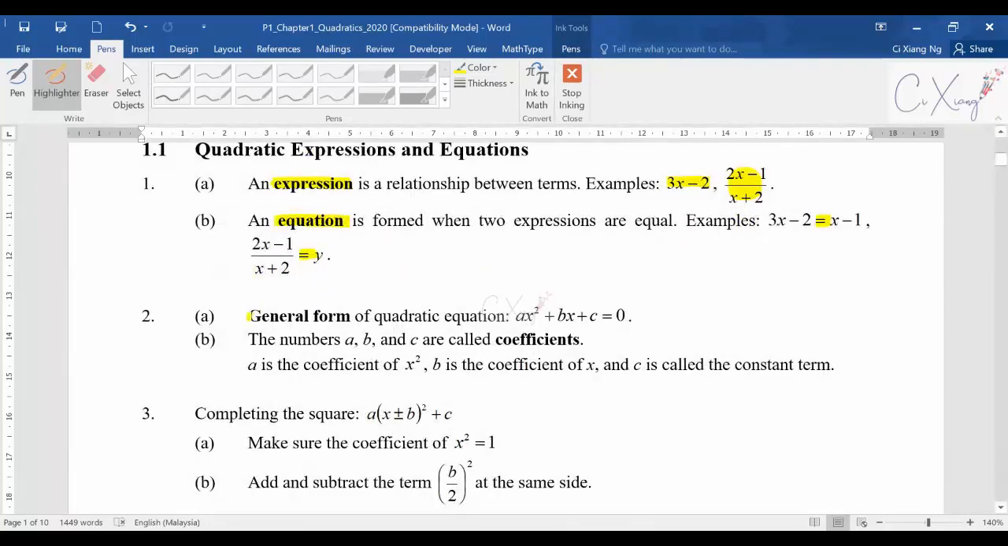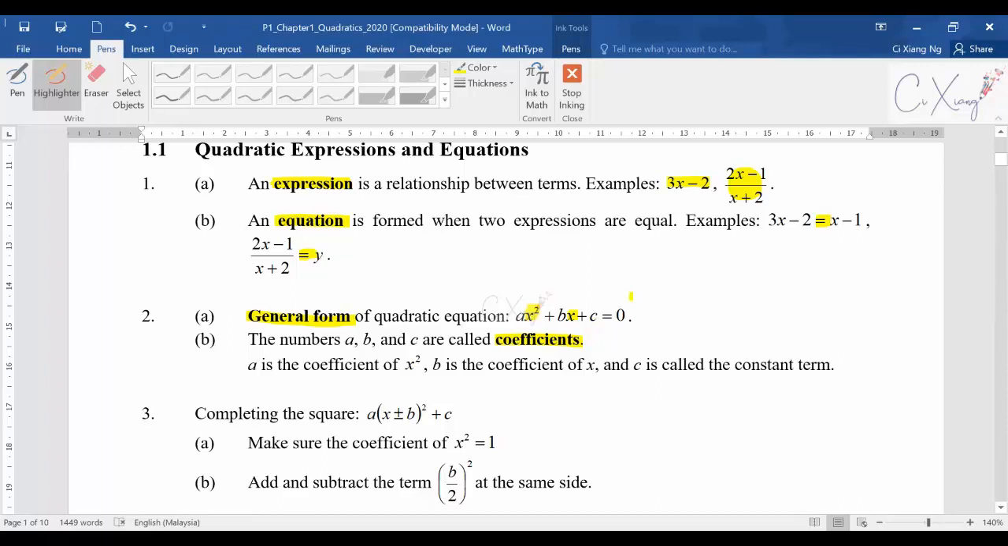For the general form of a quadratic equation, you need to have x with highest power 2, followed by x power 1 and also x power 0. So the highest power of x in a quadratic equation is 2, a positive integer, and then x power 1 and x power 0. We call it a quadratic equation, and the general form is like this. The numbers in front of the x, a, b and c, we call coefficients. A is the coefficient of x squared, b is the coefficient of x, and c is the constant term. I hope that you know all this.